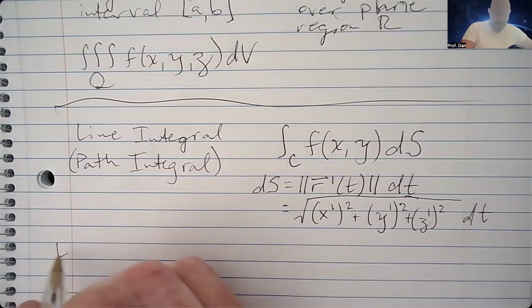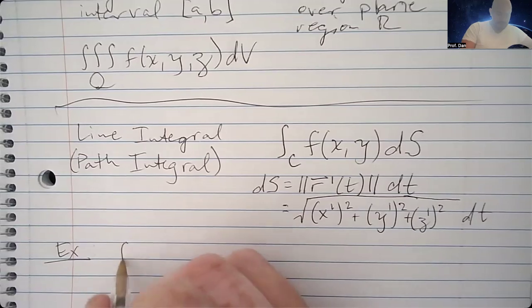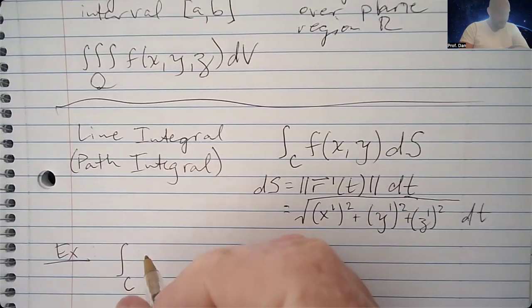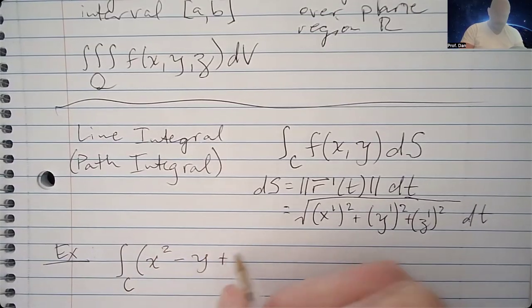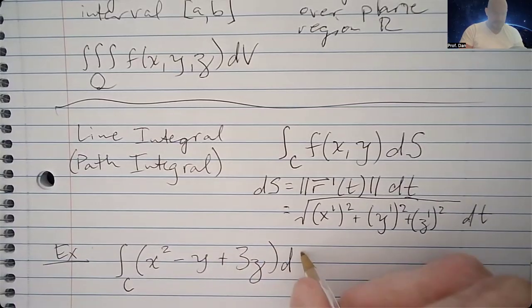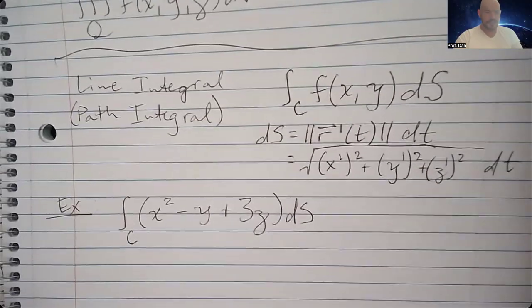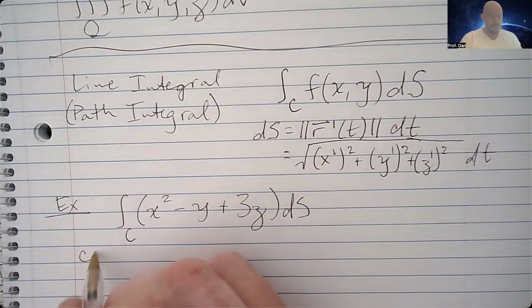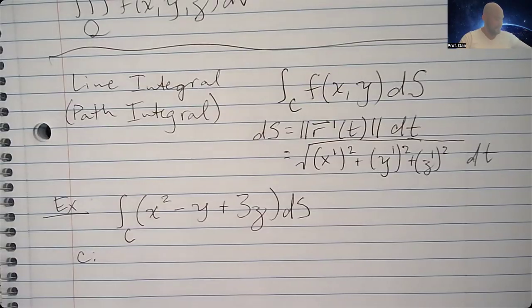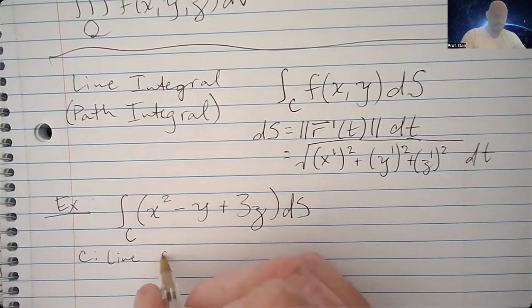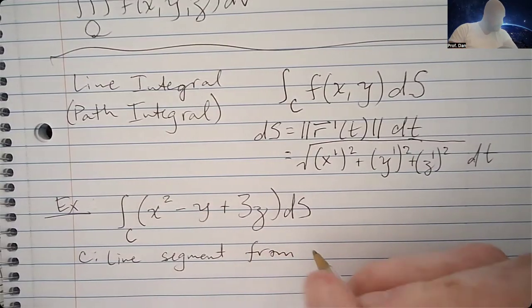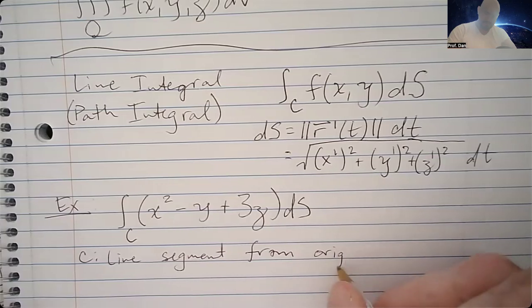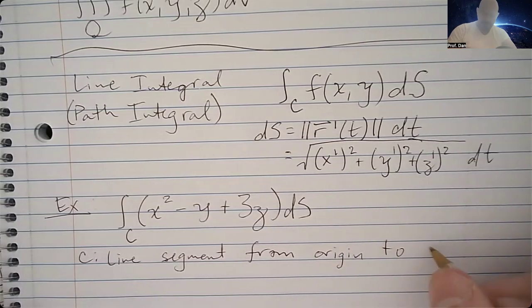So let's just jump into an example. For the first example, let's say that we want to evaluate the following line integral. So integrate over the path c, x squared minus y plus 3z ds. Every time we do a line integral, we do need some kind of a description of the path c or the line c. And in this example, we're going to let c be a line segment from the origin to the coordinate 1, 2, 1.